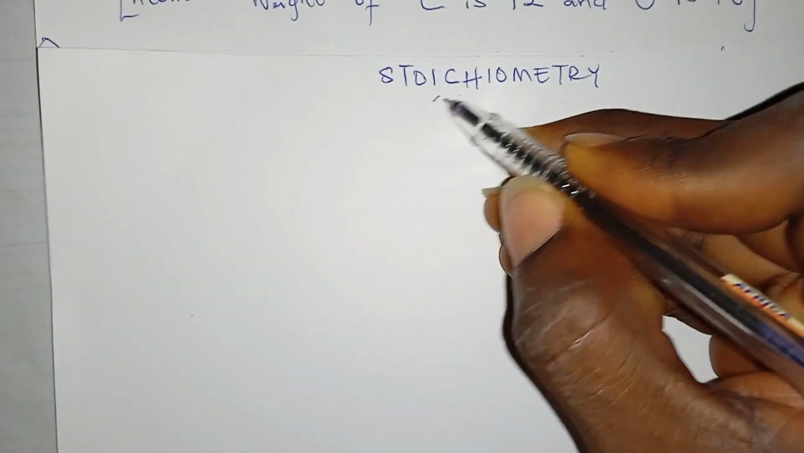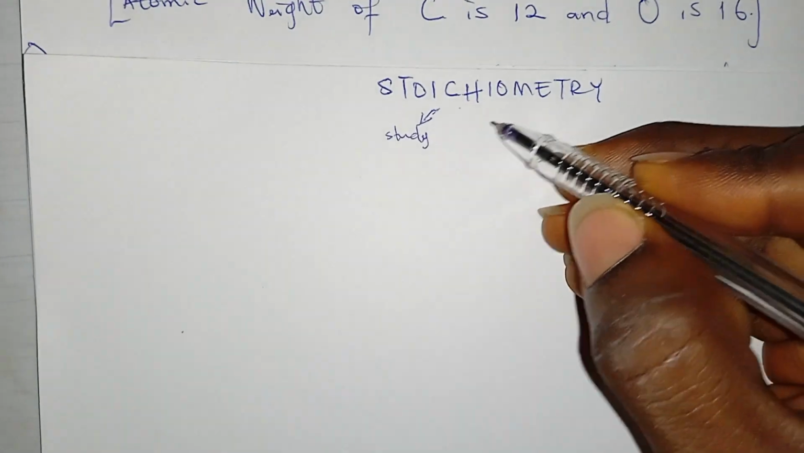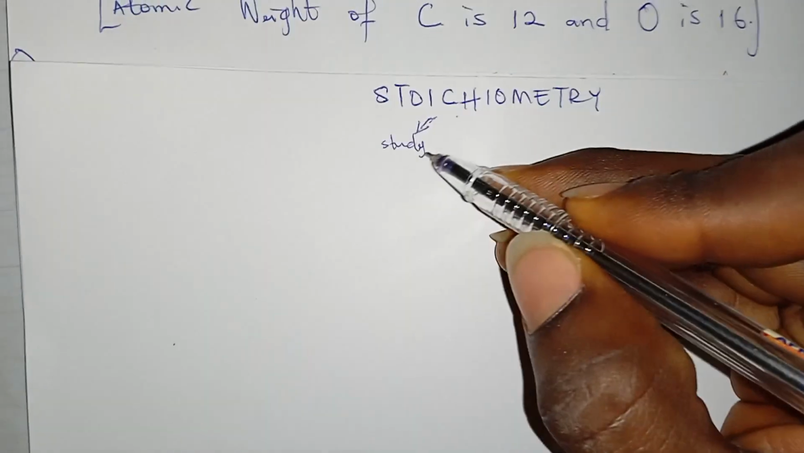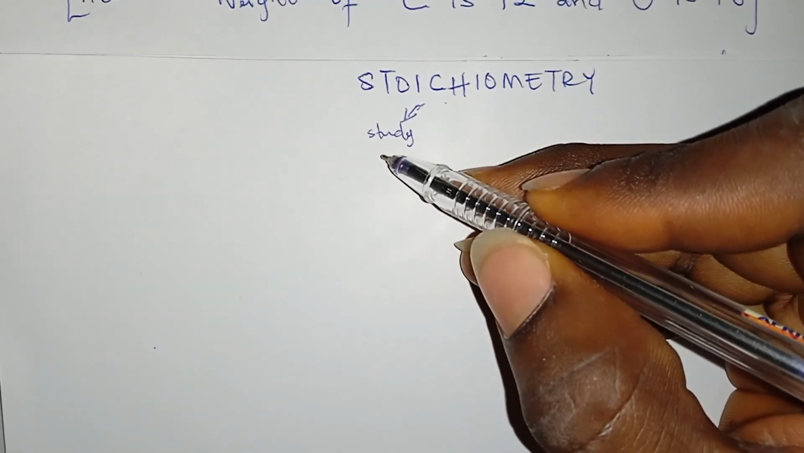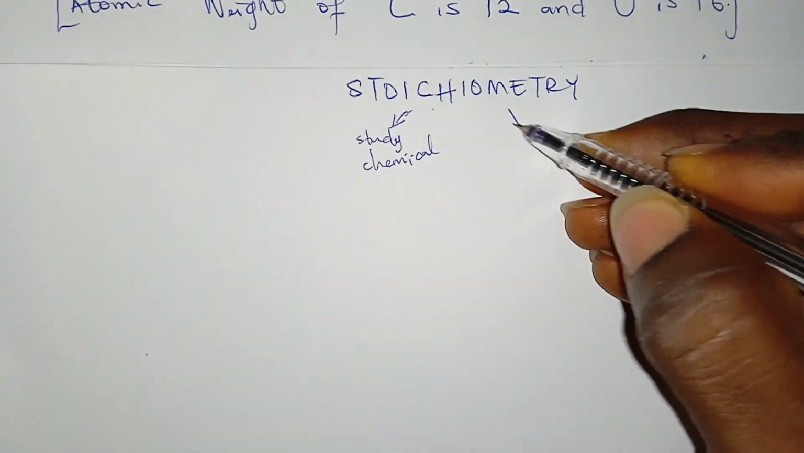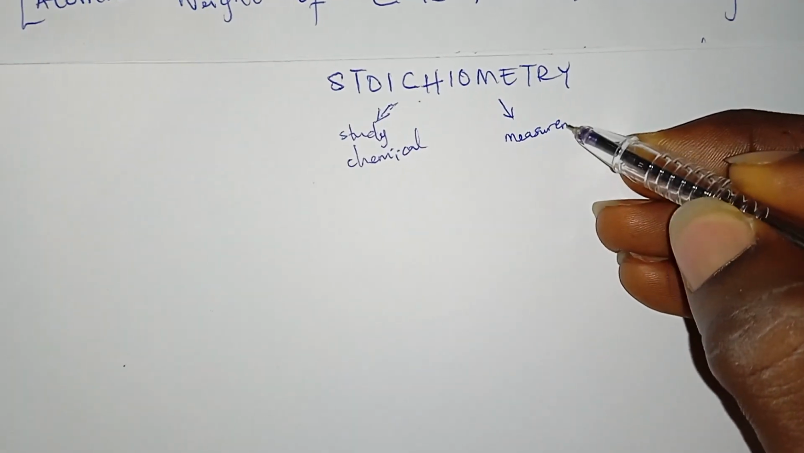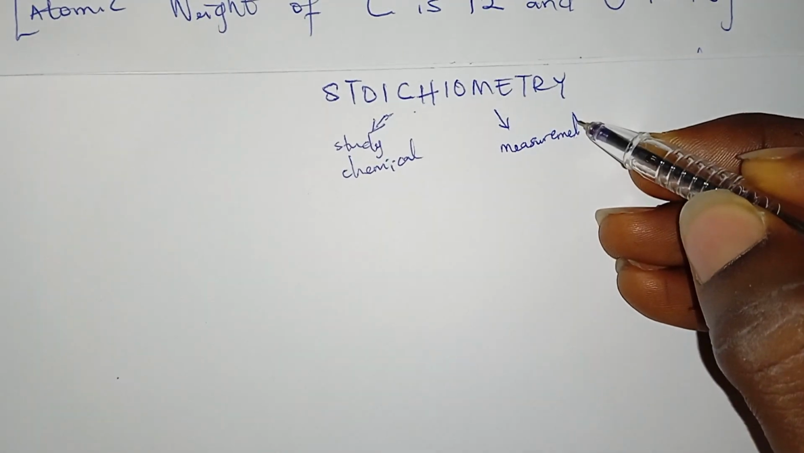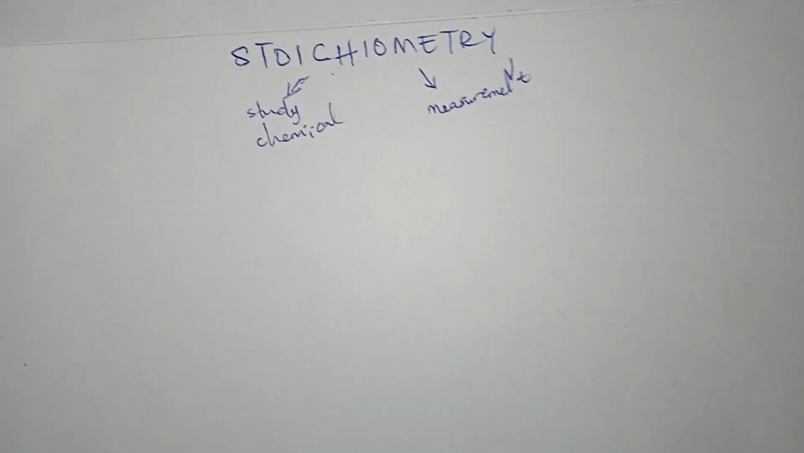All right. In today's class, Academic Daddy will be teaching you everything about stoichiometry. You need to know that stoichio means study. It has to do with chemicals, so chemical study. Then this part has to do with measurements. So put together, it is chemical measurements.